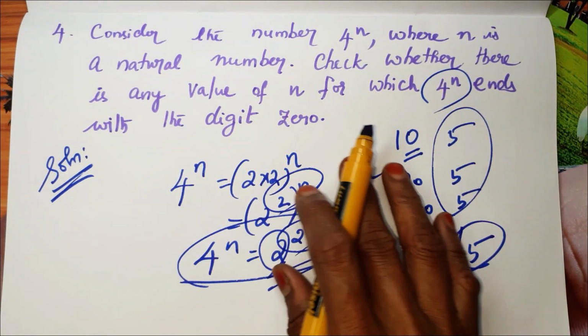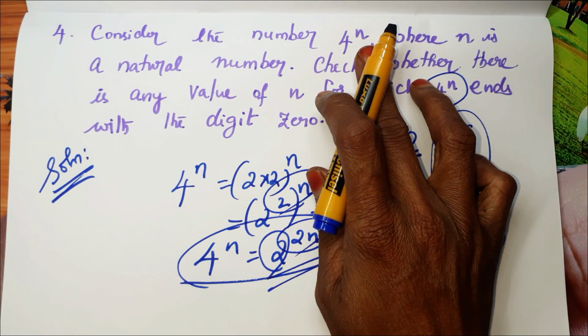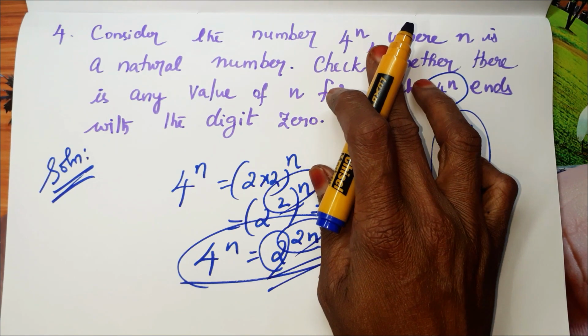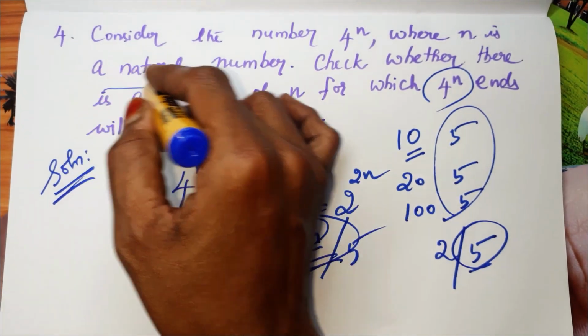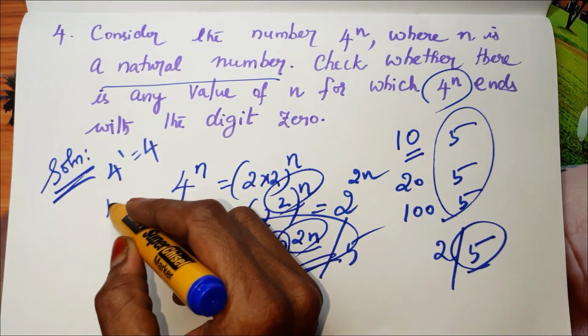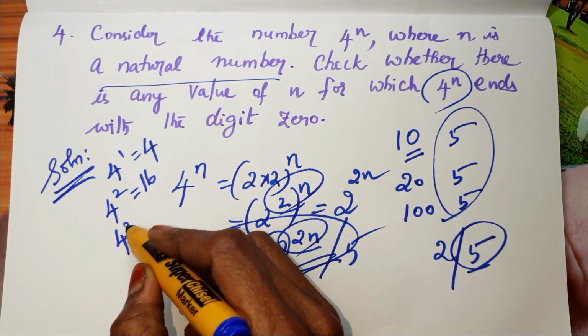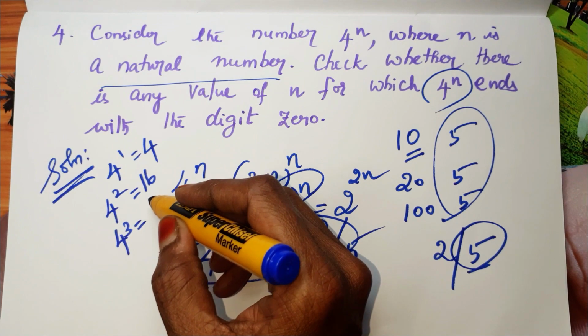What they are asking is, they have given a general term 4 power n. For n takes values maybe 1, 2, 3, because they say n is a natural number, no. So 4 power 1 is 4. 4 power 2 means 16. 4 power 3 means 16 into 4.